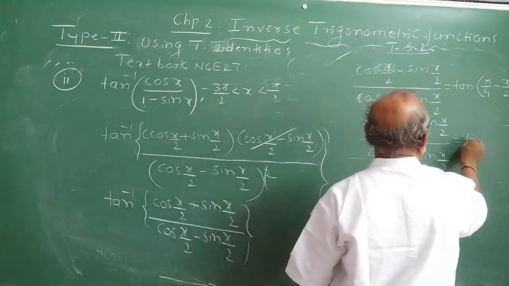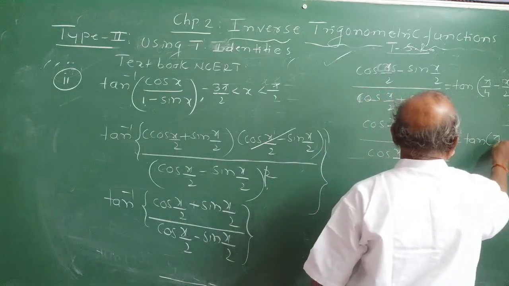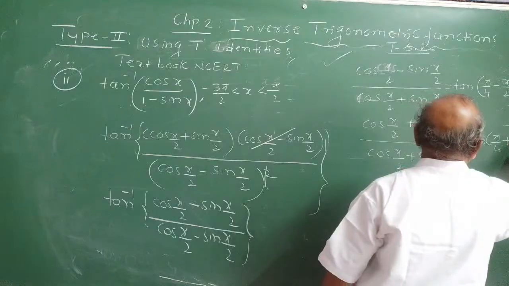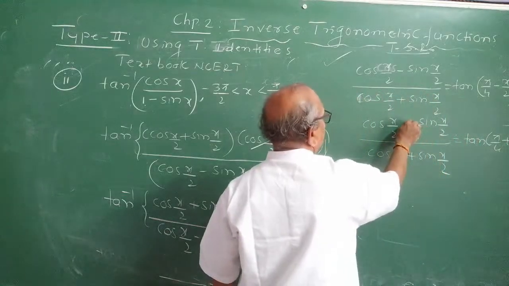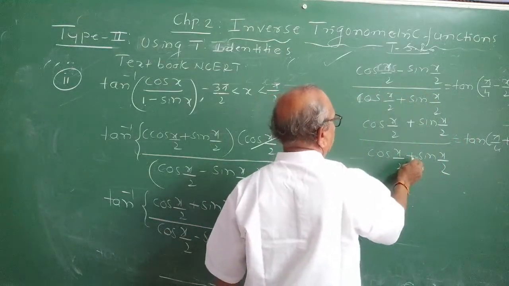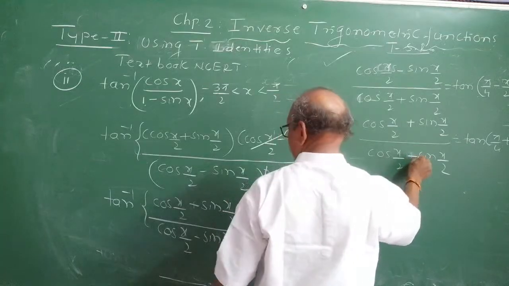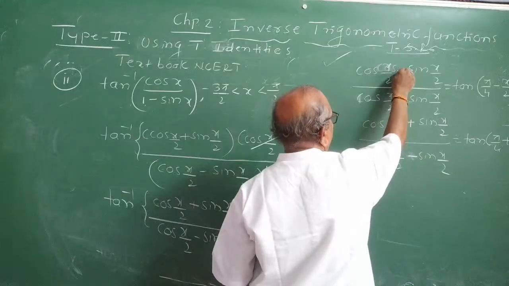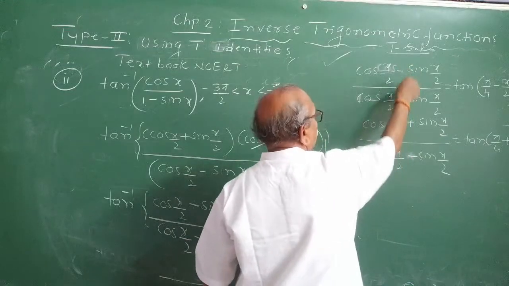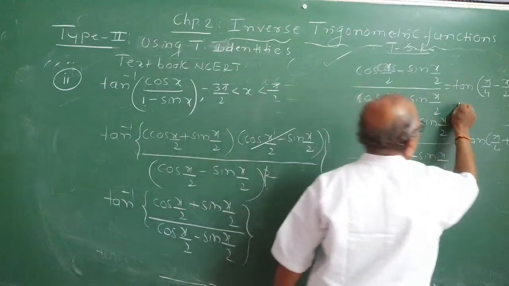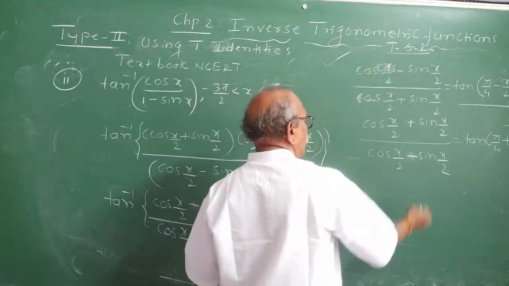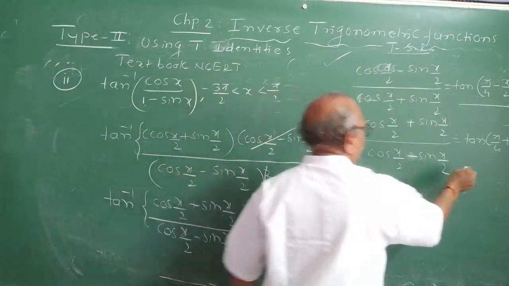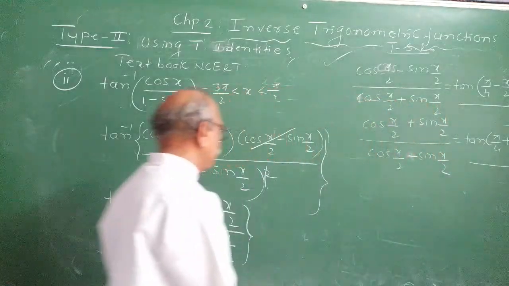You can use simply tan(pi/4 + x/2). In the given problem, the numerator has plus and the denominator has minus. In the previous case, the numerator was minus and the denominator was plus. When the numerator is minus and the denominator is plus, it is tan(pi/4 - x/2). When the numerator is plus and the denominator is minus, it is tan(pi/4 + x/2).